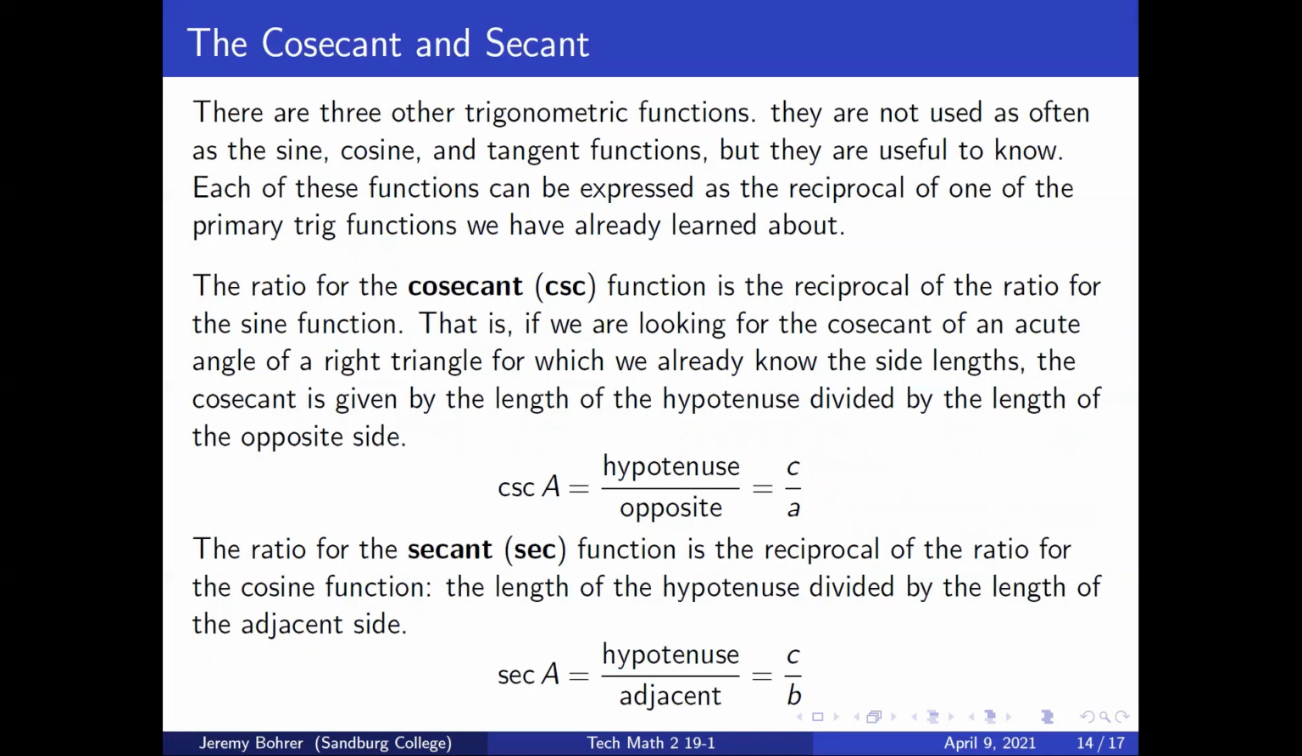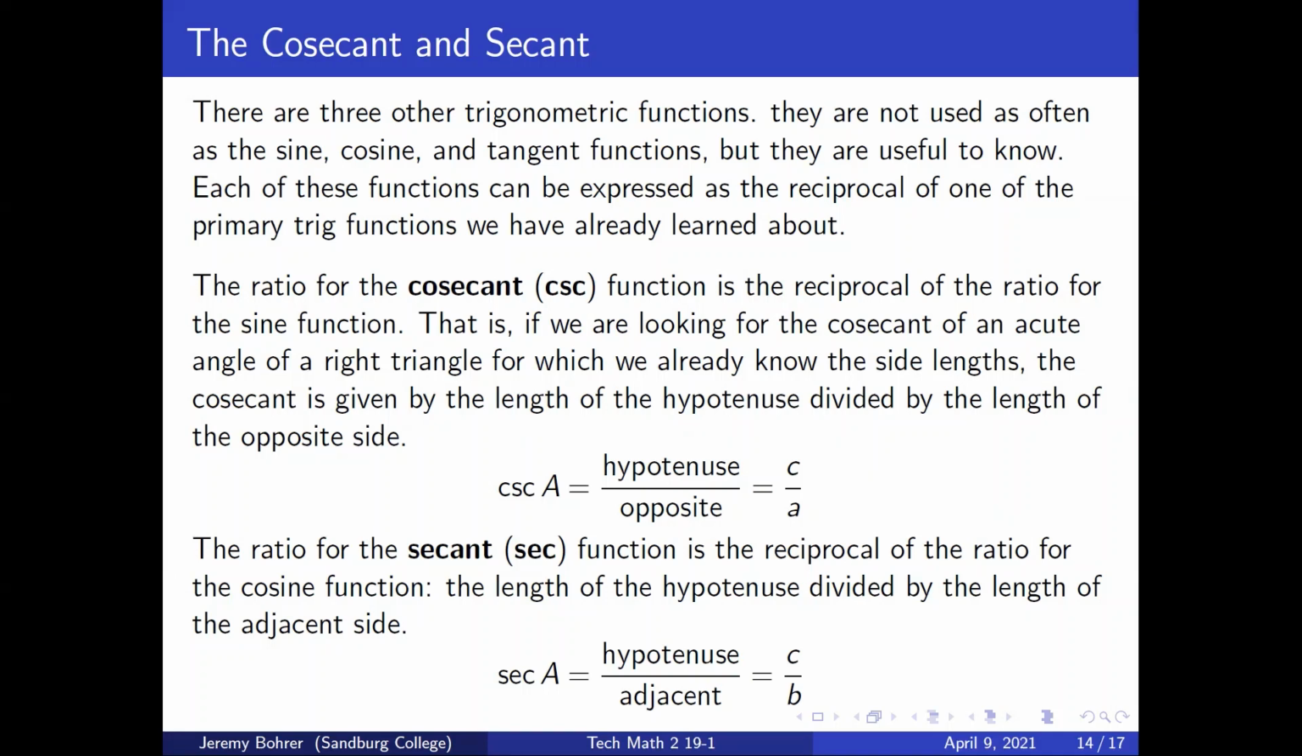The ratio for the cosecant, or CSC function, is the reciprocal of the ratio for the sine function. That is, if we are looking for the cosecant of an acute angle of a right triangle for which we already know the side lengths, the cosecant is given by the length of the hypotenuse divided by the length of the opposite side. So the cosecant of alpha is equal to the hypotenuse divided by the opposite, which is equal to c over a.